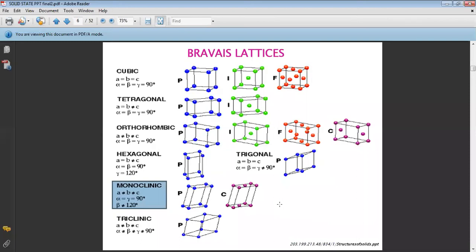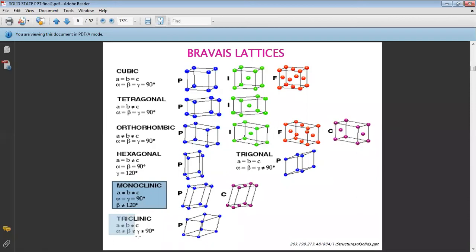Alpha, gamma equal to 90, whereas beta is not equal to 90. Actually it was given as 120, that is not correct. That is 90 degrees should be there. So alpha, gamma is equal to 90, but beta is not equal to 90. It is mentioned as 120. That is not correct. It should be 90. So 2 unit cells are there. One is primitive and another is centered unit cell.